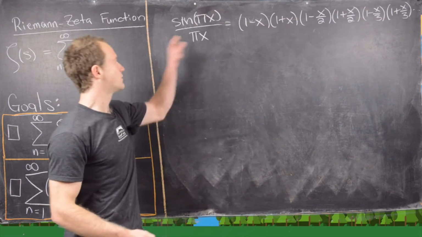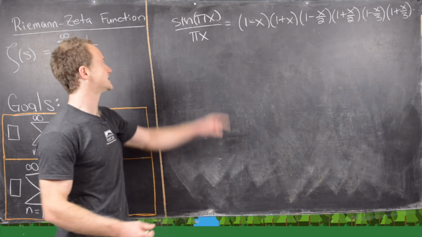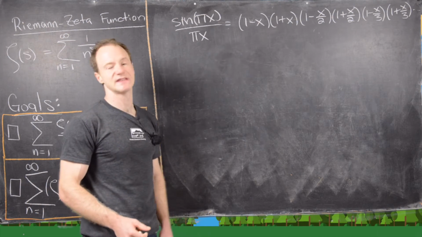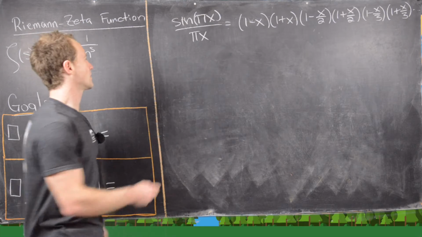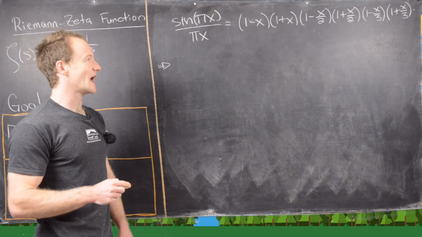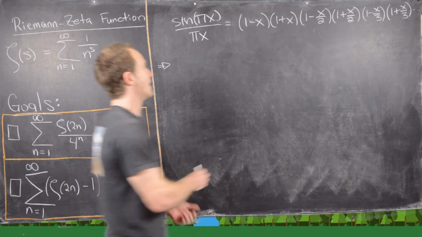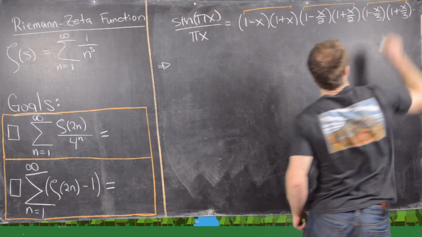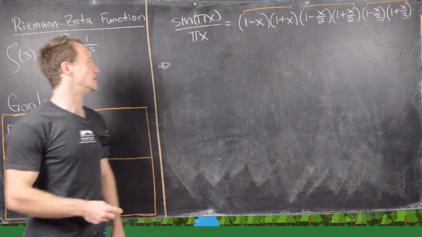Okay, so in the last board we argued that these two functions are the same. So we have sine of pi x over pi x is equal to this infinite product. Now what we're going to do is multiply both sides by pi times x, and also we have the difference of squares formula working on each of these pairs of terms that we can use.